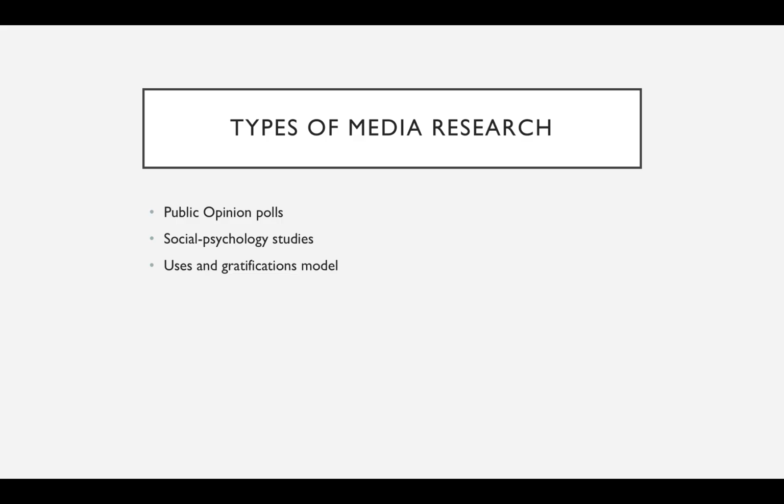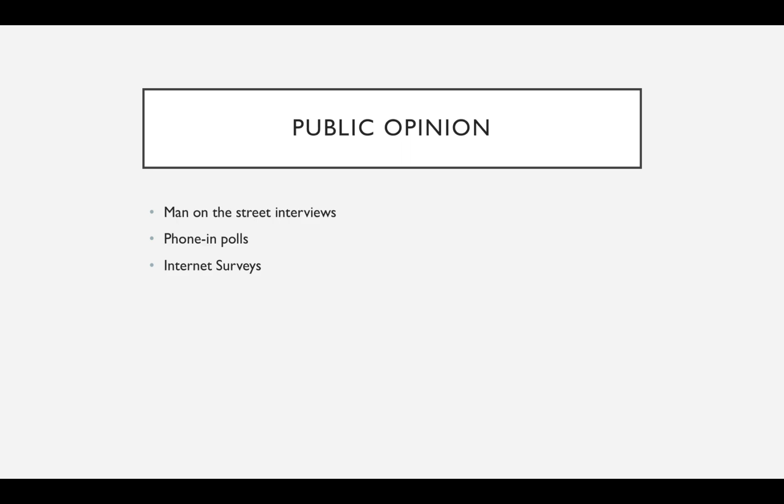Three of the major research methods used in media effects are public opinion polls, social psychology studies, and uses and gratifications model. Now let's talk about the public opinion polls. It's usually done in three different ways. First, man on the street interviews with random selection of people out in public. Second, phone-in polls, for example, sending a text to vote for which American Idol contestant you like best. And finally, internet surveys, often used for instant polls during sporting events.